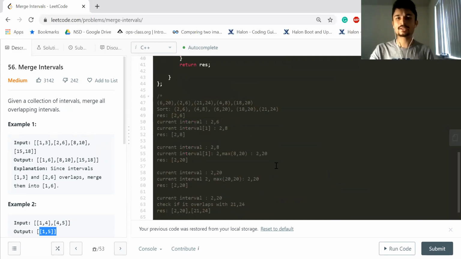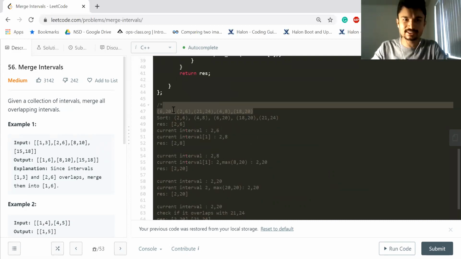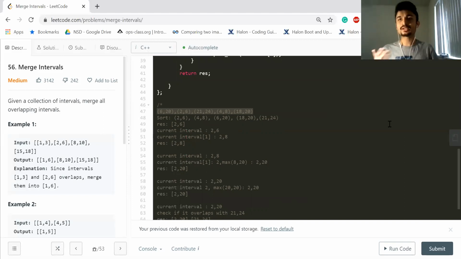The plan today is to take this particular example as the input and work through it. You have 6 comma 20 as one interval, 2 comma 6 is another interval, 21 comma 24 is another interval, 4 comma 8 is another interval, and 18 comma 20 is another interval.